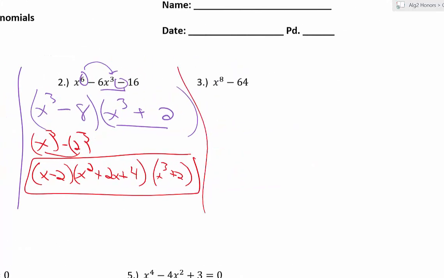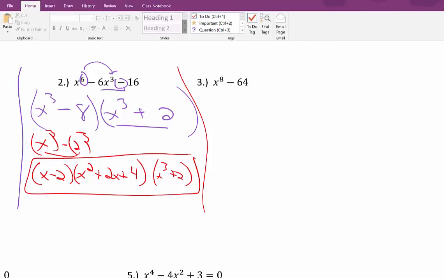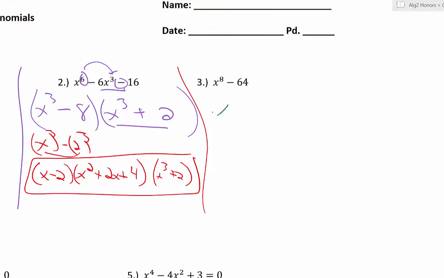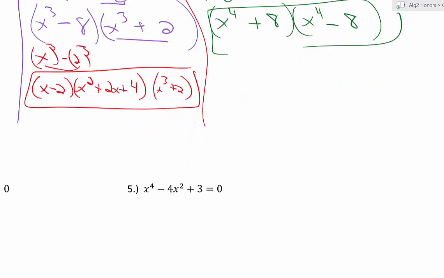Number 3, since we have an even power, that means it's automatically a perfect square, so x to the 4th and x to the 4th. Because we are looking at a difference of two squares, we get plus 8 and minus 8. All done.